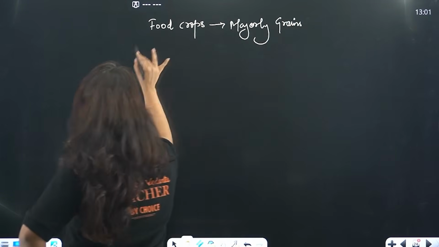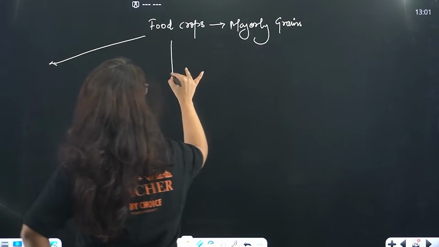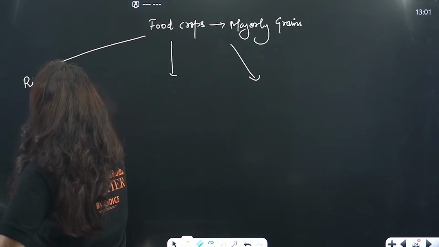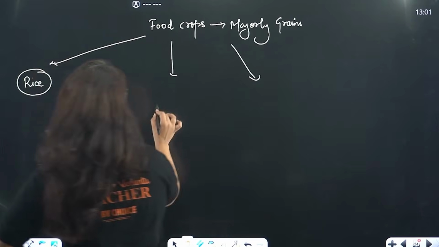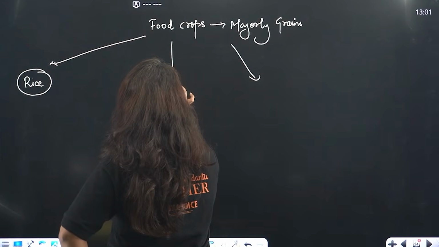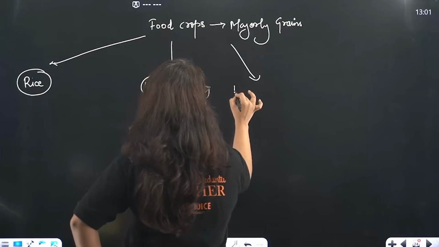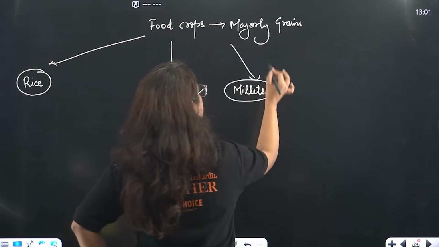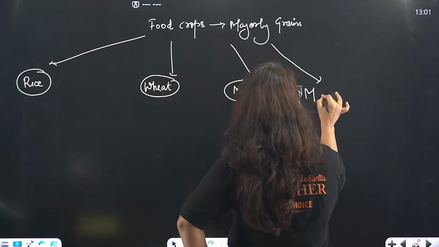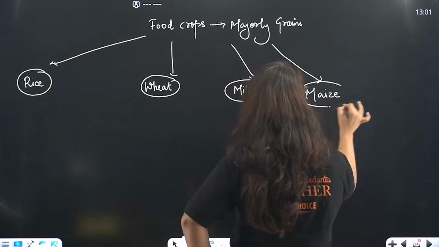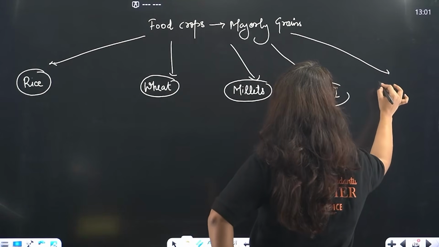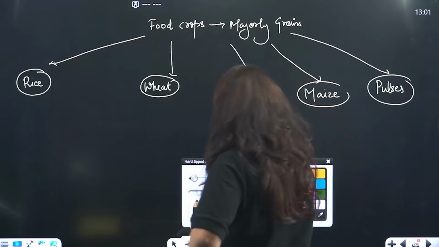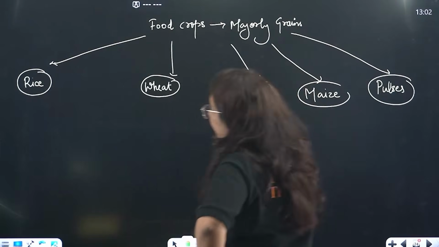Whenever you cover such topics, I suggest you make charts like this. For example, the first one was rice. The next one here is wheat. After that we studied millets. And then there was maize. And the last one is pulses. Let us make a chart and remember the main points regarding them.